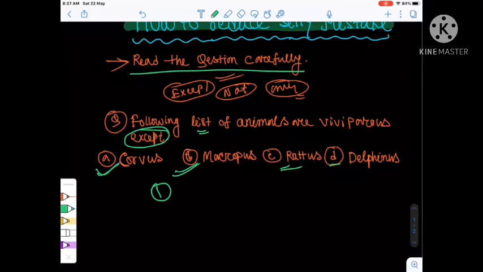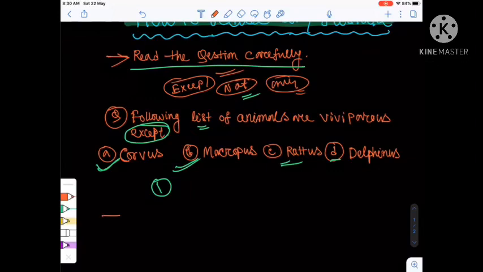Now to reduce this type of silly mistake, we have to do a lot of practice at home before NEET. So practice more MCQs at home so that you will not make such silly mistakes in the examination hall.